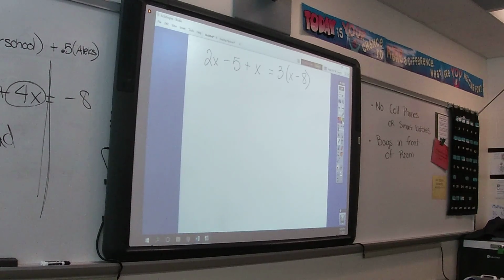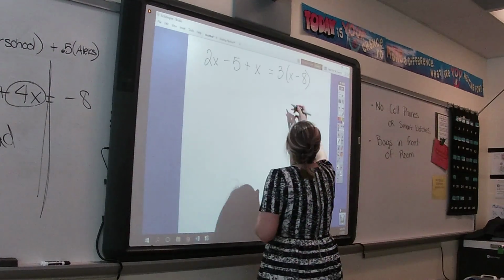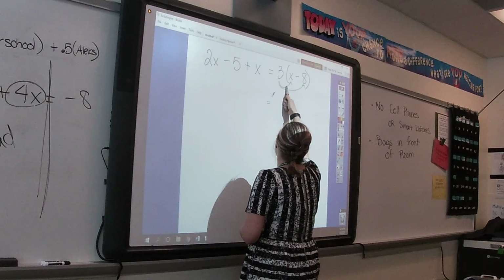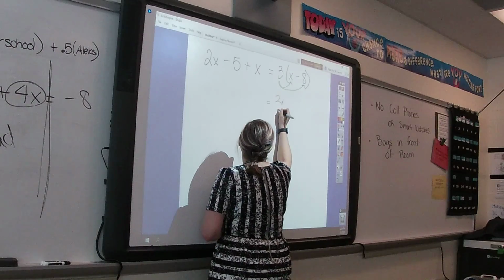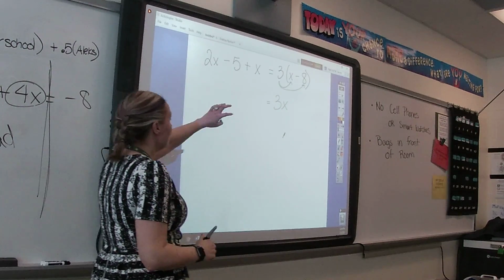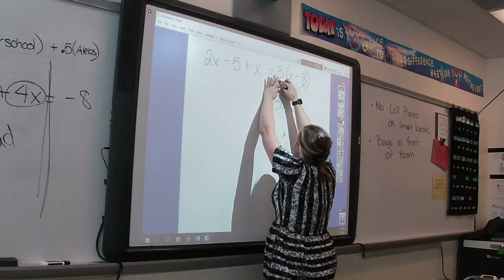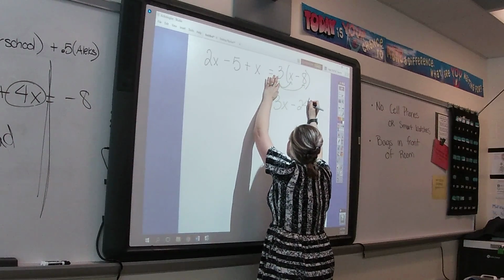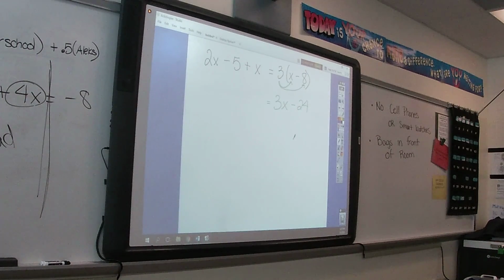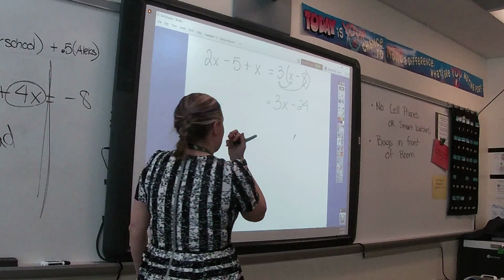Okay, so we're still going down our same steps, right? That's not changing. If there are parentheses, distribute. So we're going to pass out with multiplication over here. Right, so 3 times x, that's 3x. 3 times a negative 8, negative 24. And then you bring the rest down.